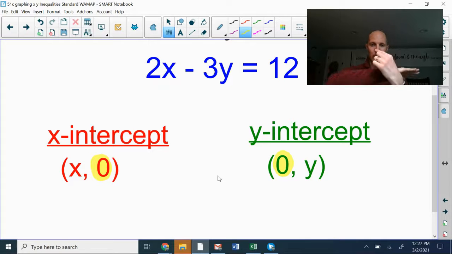Otherwise, our point will be up above or down below the axis. The only way to have it be on the x-axis is for that second number to be a 0. Similarly, with the y-intercept, that first coordinate has to be a 0, so we're not moving left or right. We stay right in the middle of the graph on the y-axis, and then we'll have some number for the y-coordinate, whether it's up or down, positive or negative.